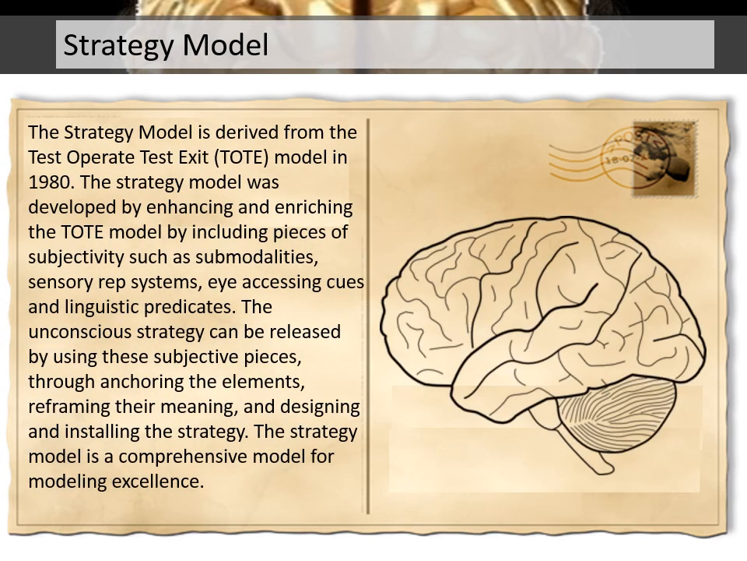Strategy model. The strategy model is derived from the Test Operate Test Exit, or TOTE, model in 1980. The strategy model was developed by enhancing and enriching the TOTE model by including pieces of subjectivity such as submodalities, sensory representation systems, eye-accessing cues, and linguistic predicates. The unconscious strategy can be released by using these subjective pieces through anchoring the elements, reframing their meaning, and designing and installing the strategy. The strategy model is a comprehensive model for modeling excellence.